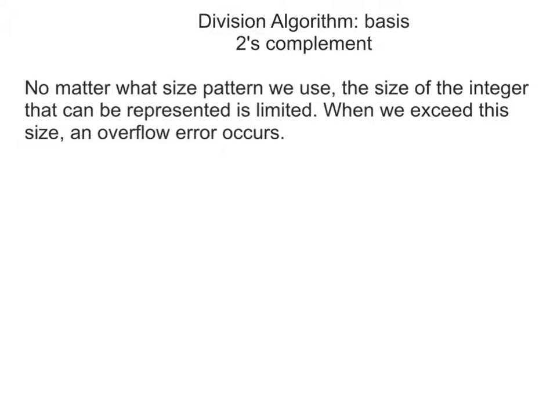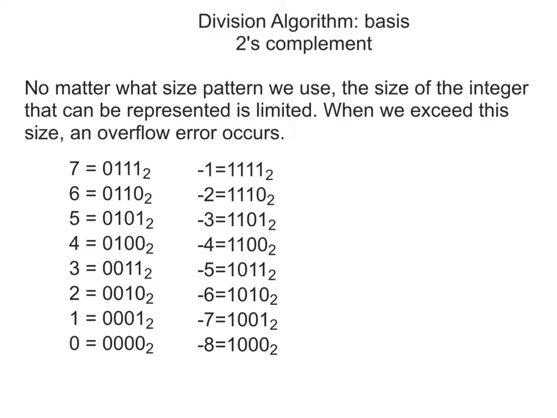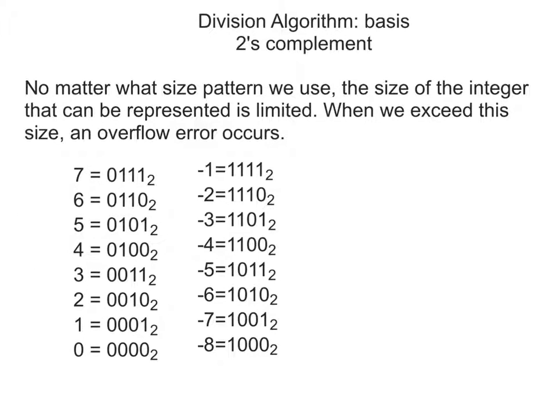No matter what size pattern, no matter how many bits we use, the size of the integer that can be represented is limited, and when we exceed this size, an overflow error occurs. So looking at the 4-bit 2's complement representations, I have the positive numbers here and the negative numbers here. One thing you'll notice is that all the positive numbers have a 0 in the leftmost bit, whereas the negative numbers have a 1 in the leftmost bit. As a result also, the positive numbers can only go to 7. We can't represent positive 8 with only 4 bits in 2's complement.